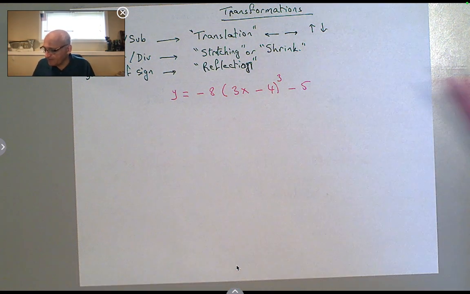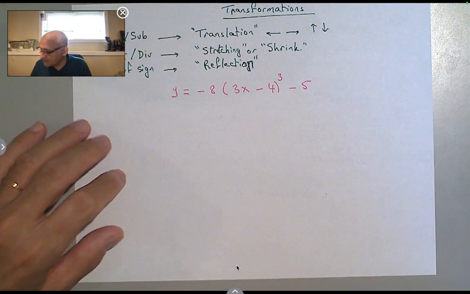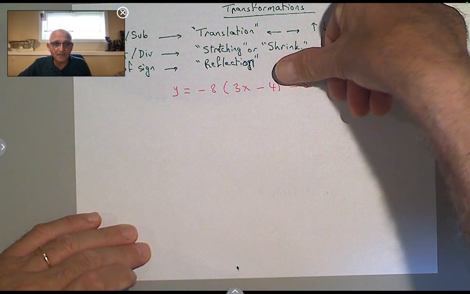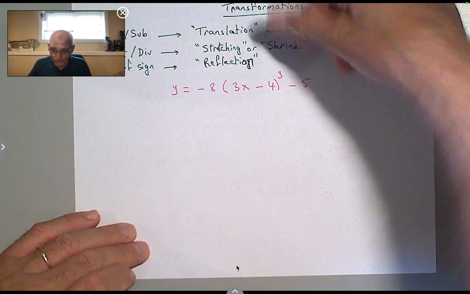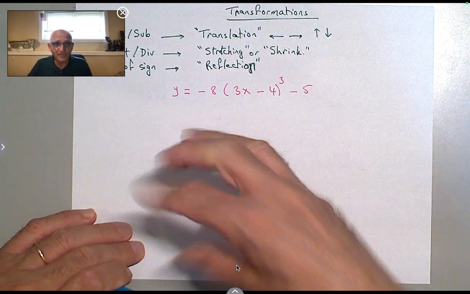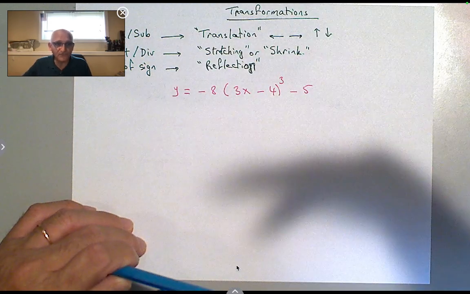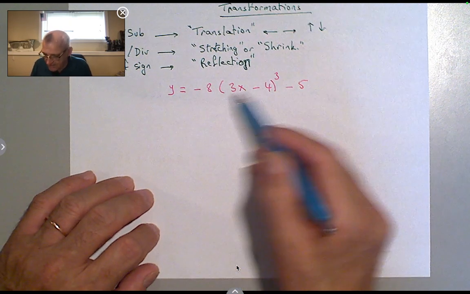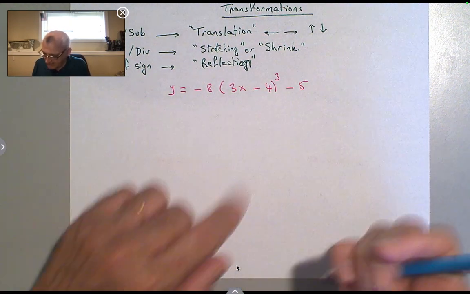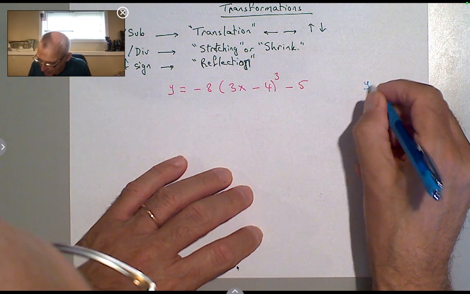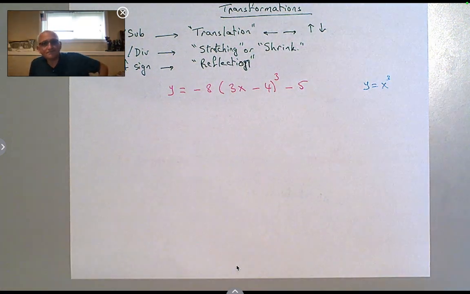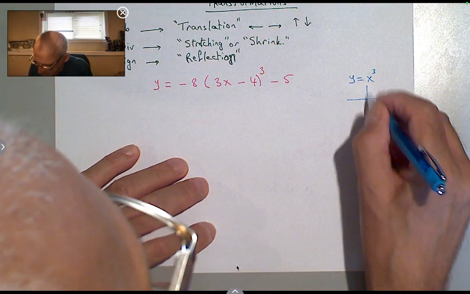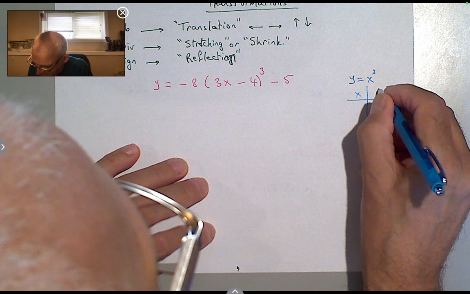Okay, so let's find the parent function. The parent function is found by deleting all the numbers in the problem, except of course the power, because that belongs to the polynomial, right? We are dealing with polynomials, something to the power of 2 or 3 or 4. So if I take away the negative 8 and the 3 and the negative 4 and the negative 5, I end up with y equals x cubed. We call that the parent function. And the parent function is easy to find. If I know the x, I can find the y.